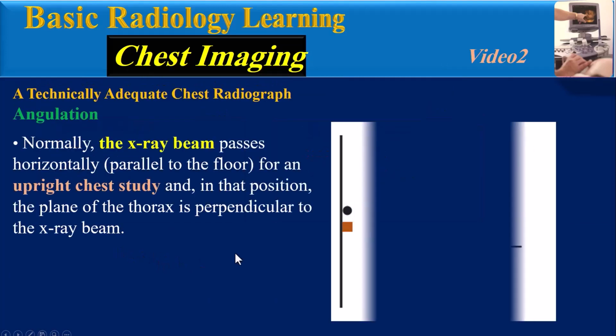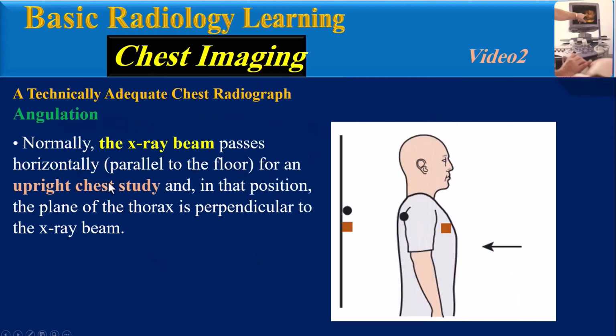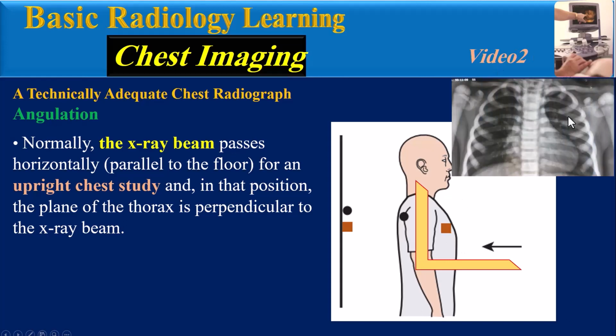Angulation. Normally, the X-ray beam passes horizontally, parallel to the floor, for an upright chest study, and in that position the plane of the thorax is perpendicular to the X-ray beam. As we can see in this image, the X-ray beam is correctly oriented perpendicular to the plane of the cassette. Here, the orange square symbolizes an anterior structure like the clavicles, and the black circle is a posterior structure like the spine.